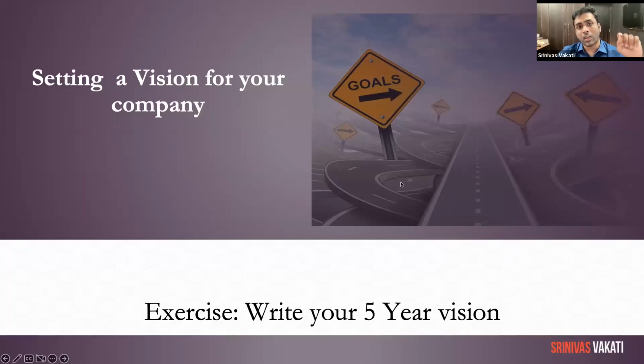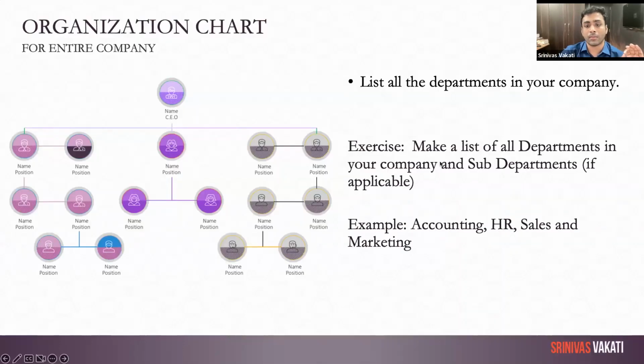Okay, now that you have written down your 5-year vision, assume that you are now not in 2022. Now you are in 2027, which is 5 years from now. Assume that you have achieved your vision. Again, assume that you have achieved your vision. Now, how does your org chart look like? How does your org chart look like now?